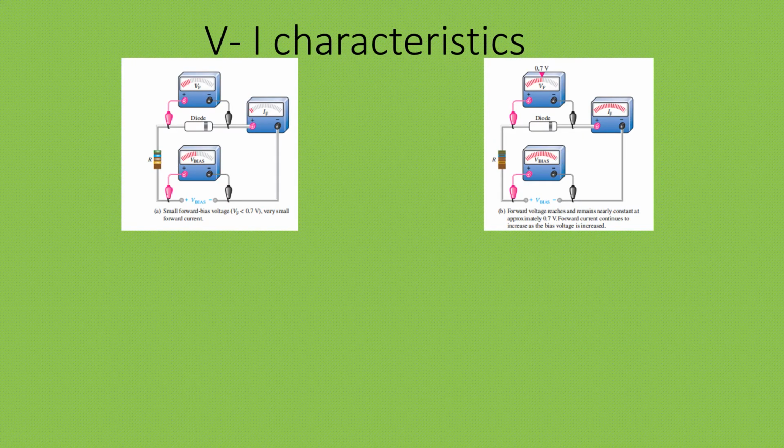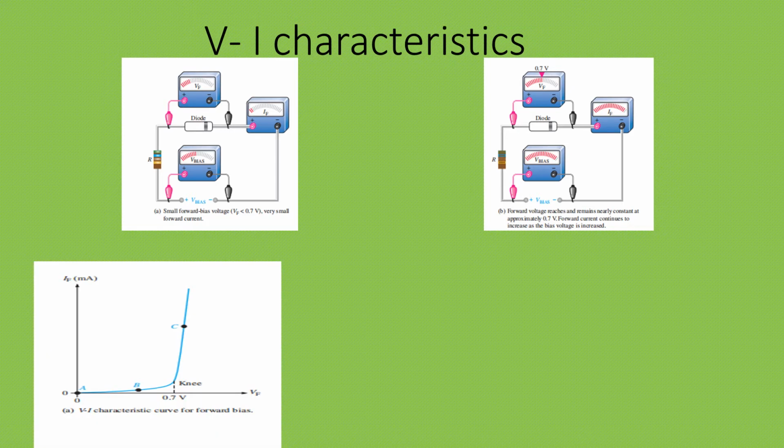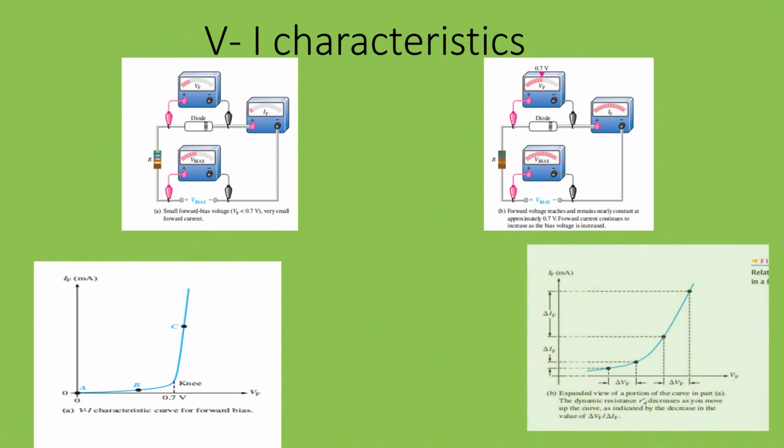Coming to the VI characteristics, this particular diagram shows how a forward bias voltage is connected. This is a voltmeter and this is a current meter. If the forward bias voltage is less than 0.7 volts, the diode doesn't conduct and there will be no flow of current. Unless the breakdown potential, the forward bias voltage of 0.7 volts, is reached, the diode will not conduct, which is very obviously depicted in this particular diagram.